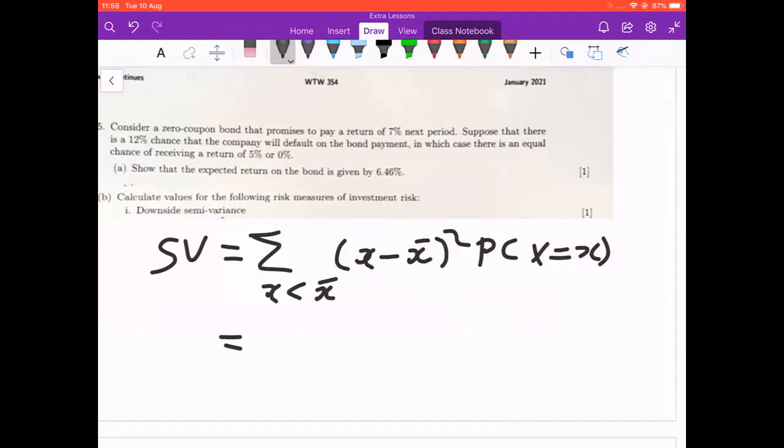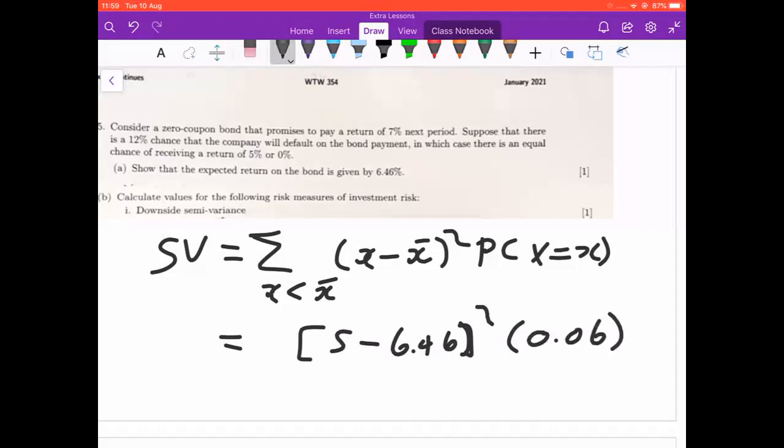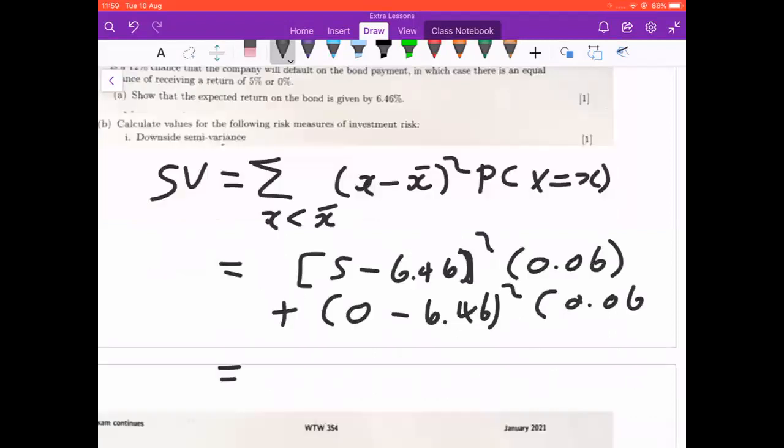So again, you're going to have 5%, I can just write 5 instead. 5 minus 6.46, squared, times the probability, which is 0.06, plus 0% minus 6.46, squared, times 0.06. Then you find your answer over here, and then you write it down. And then we move further.